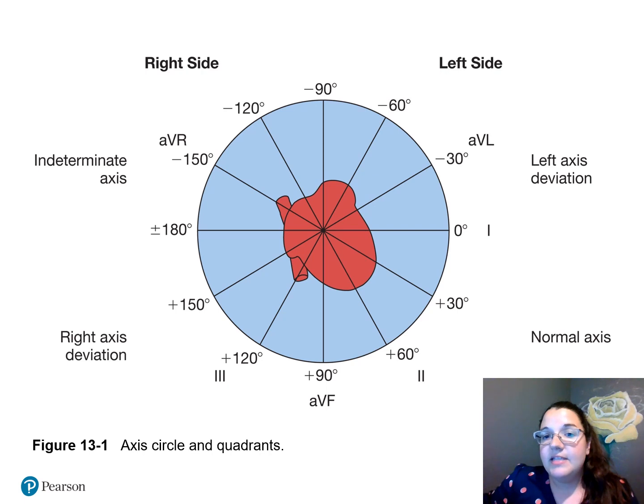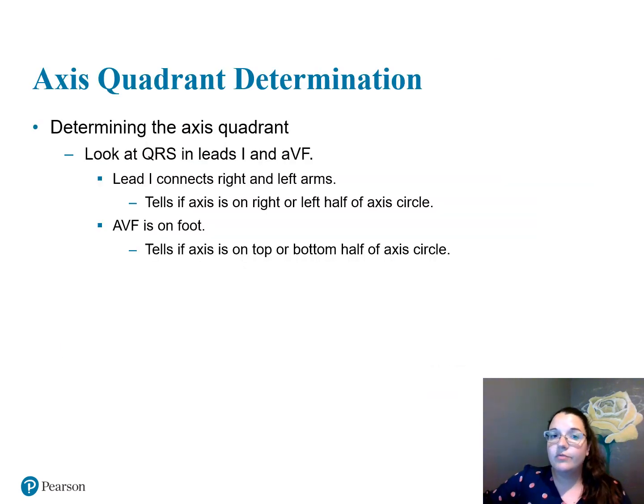I am on the left side if I am over here, and I am going to be a positive then a negative. I am normal over here if I am both positive, and I am indeterminate if I am both negative over here. And if I'm negative in lead 1, then positive in AVF, I am RAD. Okay? The best way to learn this is just to draw it out like I did for you. So how do you determine it?